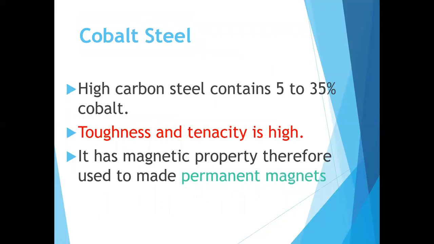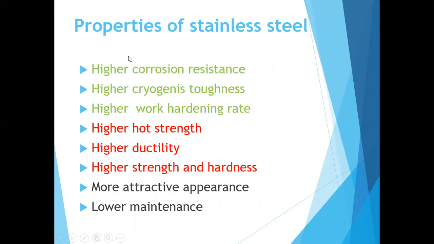The last one is cobalt steel. It is a high carbon steel containing 5 to 35% of cobalt. Toughness and tenacity are high. It has a magnetic property, therefore it is used for permanent magnets. So we are using cobalt steel for permanent magnets.